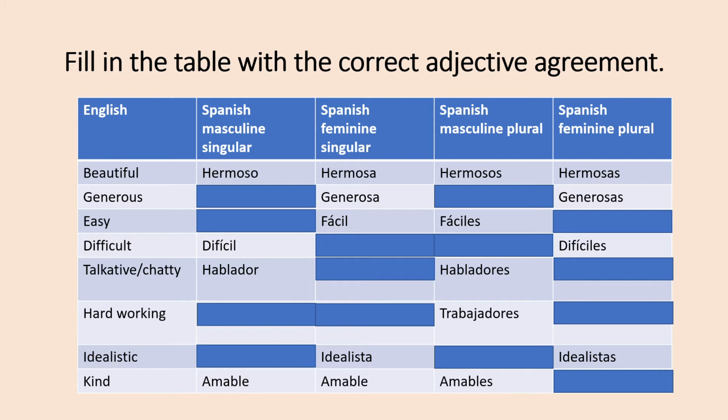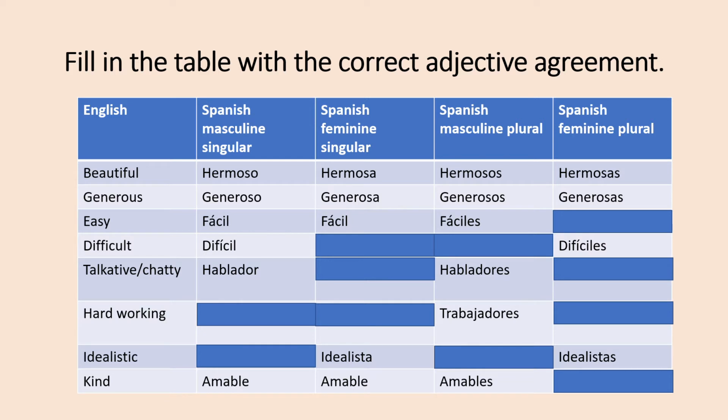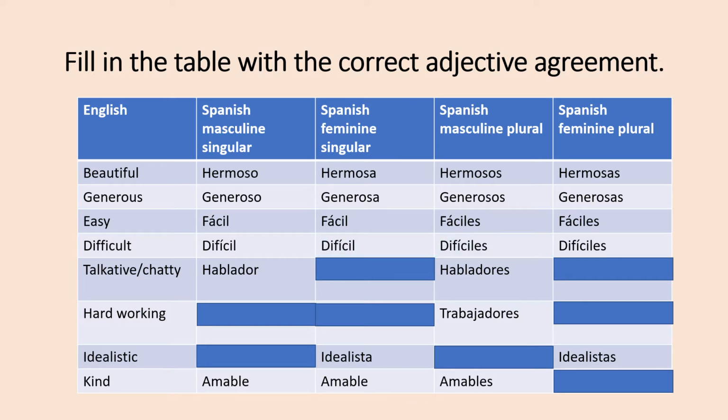Okay, let's have a look. So, generous. The gap should be generoso, then we've got generosa, generosos, generosas. Easy. Fácil, accent on the A. It's left exactly the same for feminine singular. As we can see, we're adding ES for masculine plural, so it's got to be the same for feminine plural. Fácil is. Difficult. This works basically the same as fácil, so we've got difícil, difícil, difíciles, difíciles.